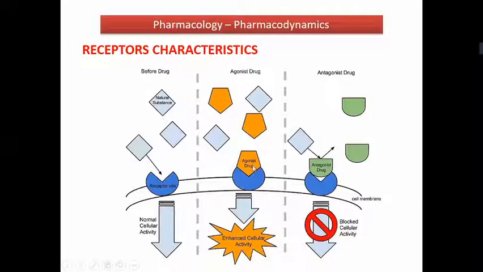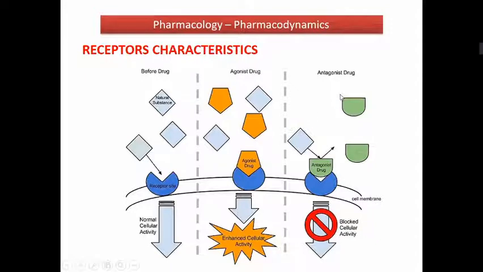So with the interaction of the agonist, when you say agonist in pharmacology, this is the native substance that specifically interacts with the receptor. So here there is a complementary binding site to the shape of the part of the agonist drug that interacts with the binding site. So there is the perfect fit. So you expect that there is now the expression of the expected effect of the drug.